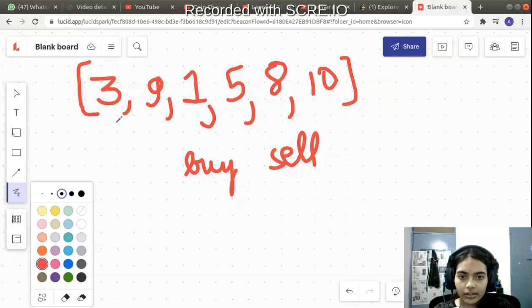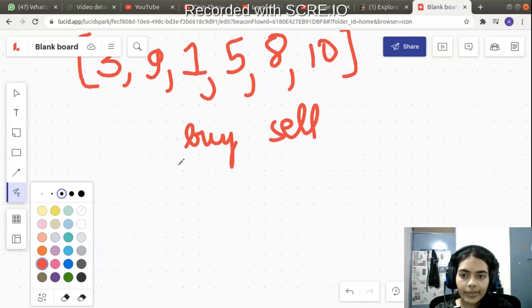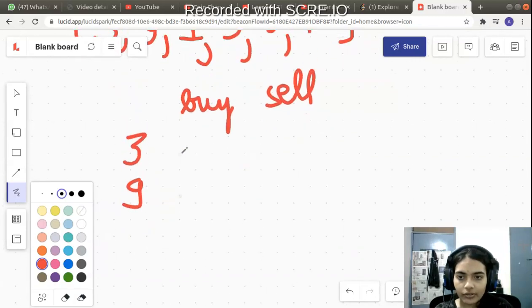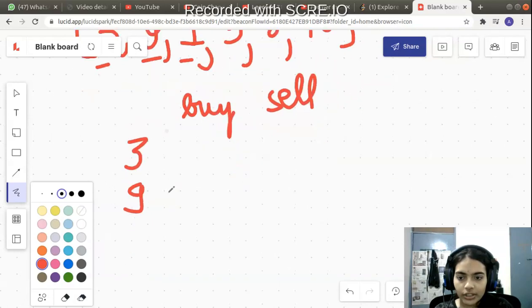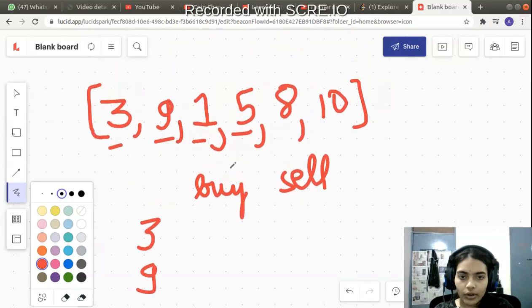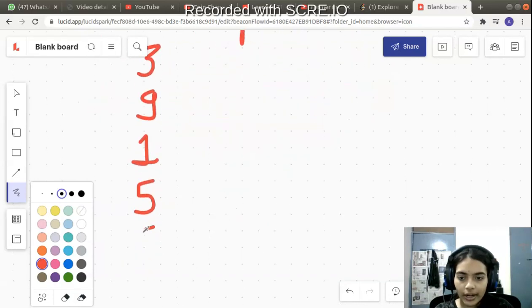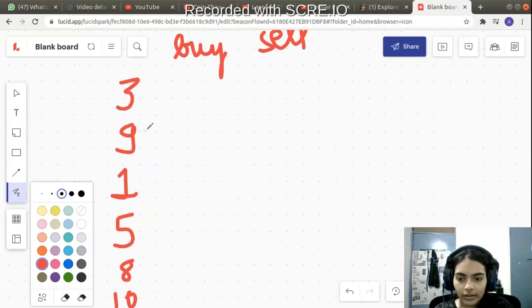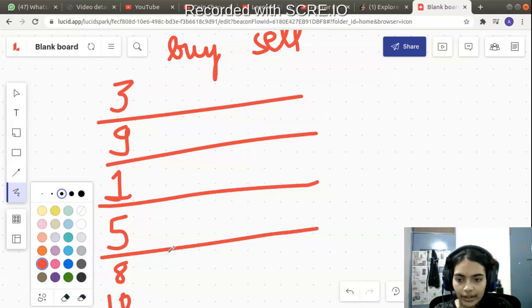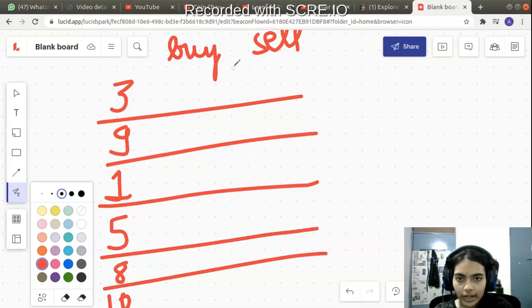Now let me write the prices of the stock on each day in a column-wise fashion. On the first day, the price of the stock is 3. On the second day, the price is 9. Third day, the price is 1. Fourth day, the price is 5. Fifth day, the price is 8. And sixth day, the price is 10. So this is the table that I have with us. Now let me try to build this table so that I can finally find the maximum profit in the end. Let me just draw lines so that I can find the answer. So this is the table.